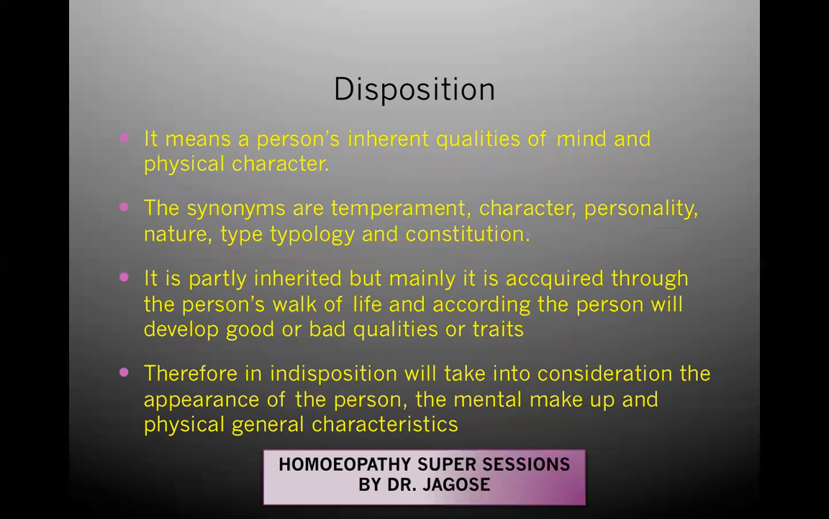Now, disposition means a person's inherent quality of mind and physical character. So the disposition will mean, number one, the symptoms pertaining to the mind, and symptoms pertaining to the physical characteristic of the person. That means how does he look? Is he tall? Is he thin? Is he obese? So on and so forth. So here in disposition, we are getting the appearance of the patient, the symptoms on the level of the mind, and symptoms on the physical level. Physical level meaning from the personal history of the patient, like the appetite, thirst, elimination, etc.